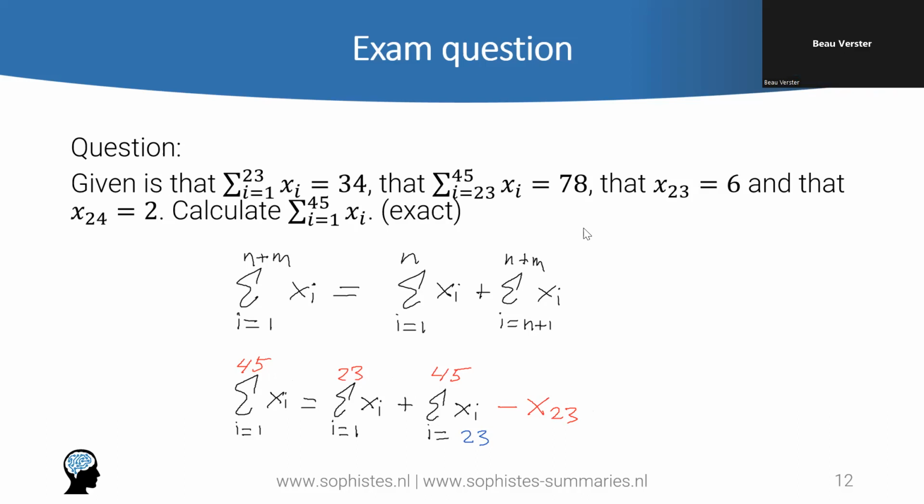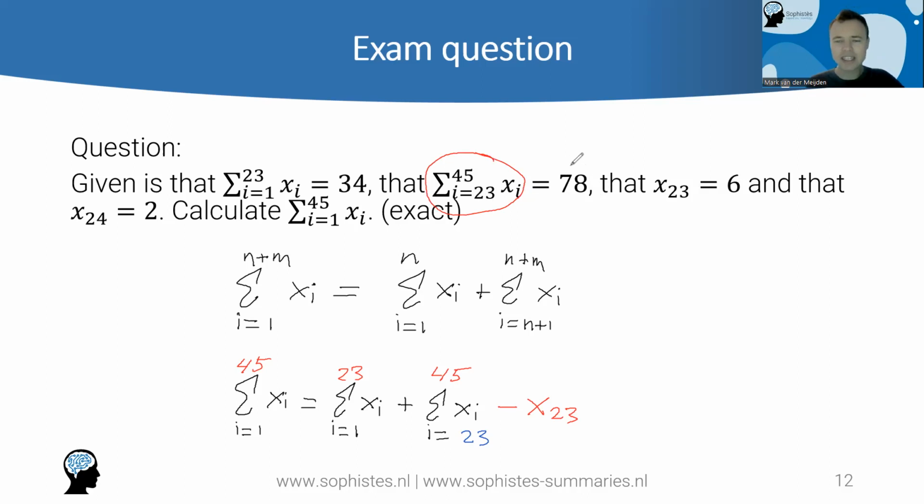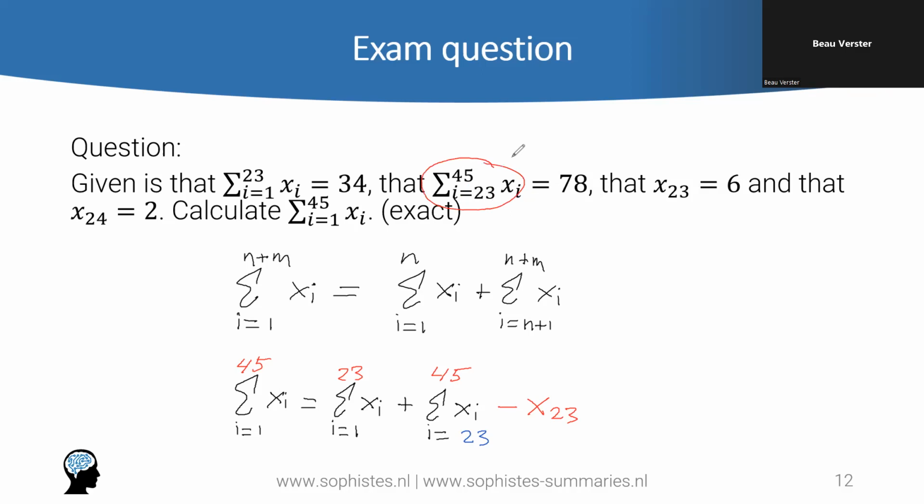Could I explain? Why don't you just say i is 24 instead of 23? That's a good question. So they give me this summation here. They say that's 78. I don't know what the summation would be if I would start with a 24. That was not given in the question, so I had to be a bit more flexible.